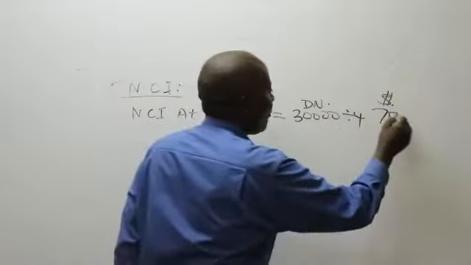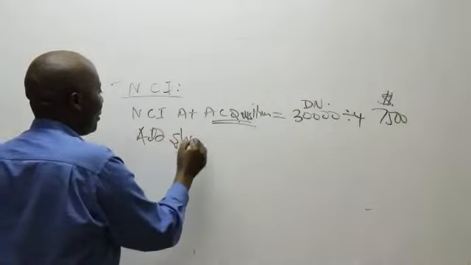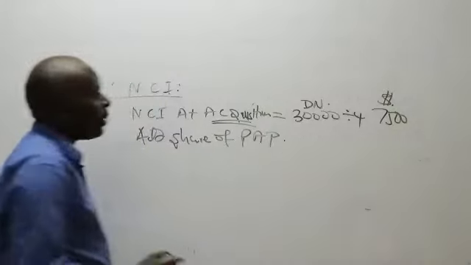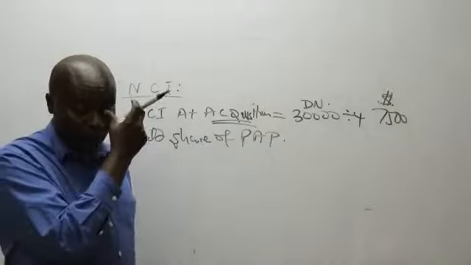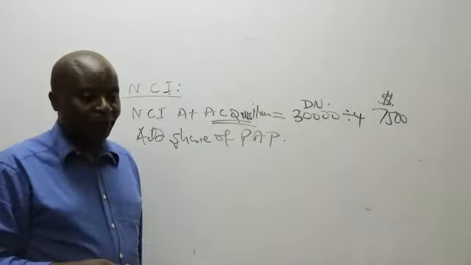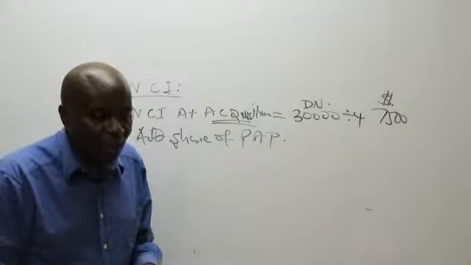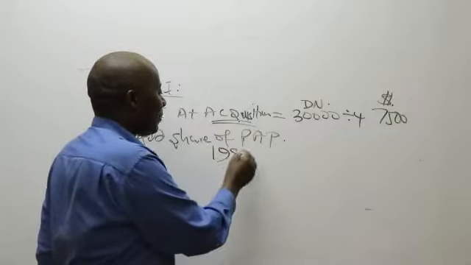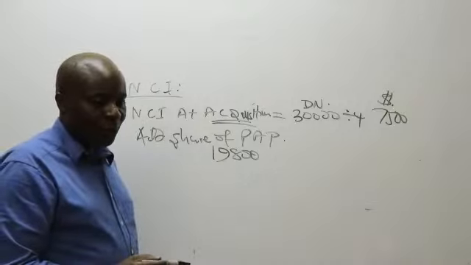7,500. Now come here and add share of POP. Is there somebody who is able to remember the share of POP? 9,300. 19,800 ilikuwa in form of DN, sio dollar.